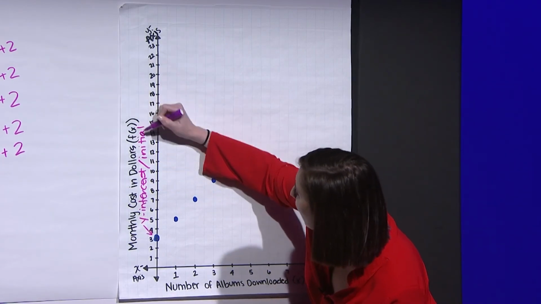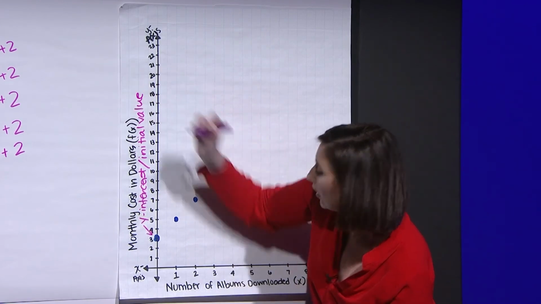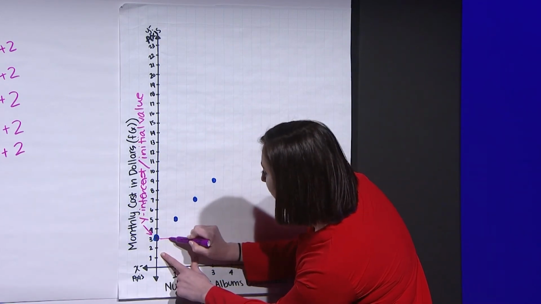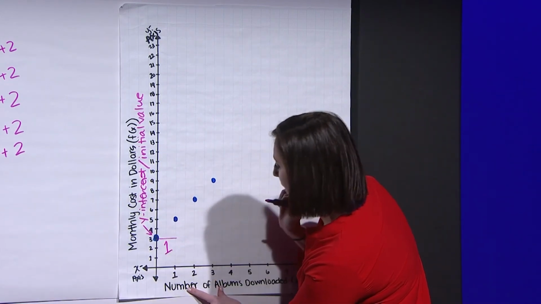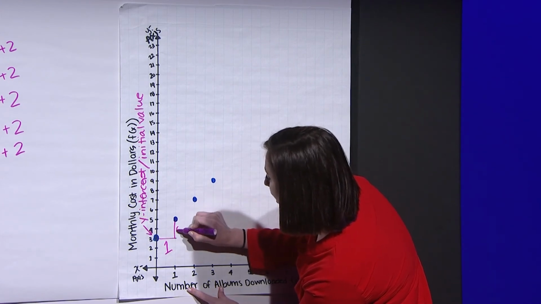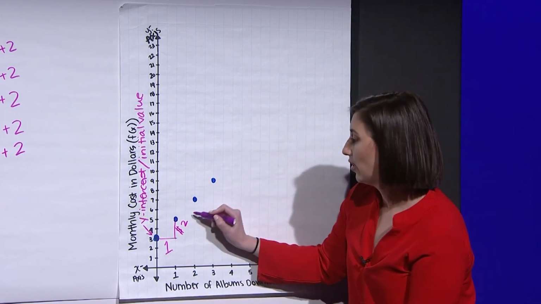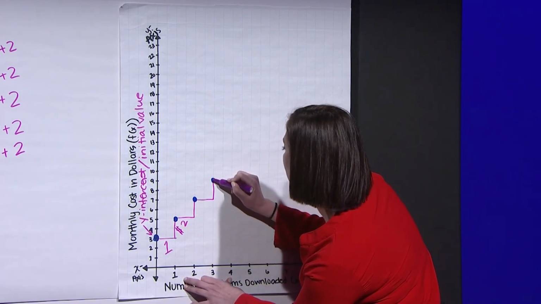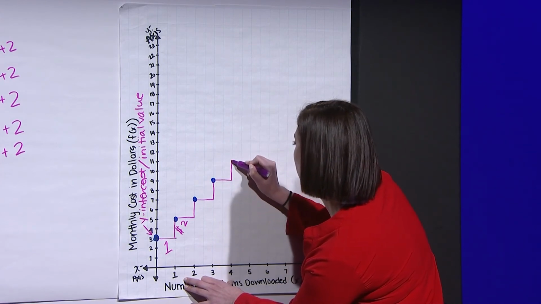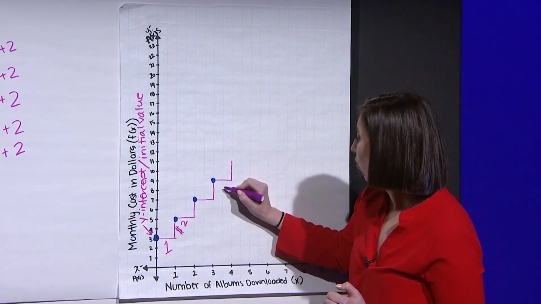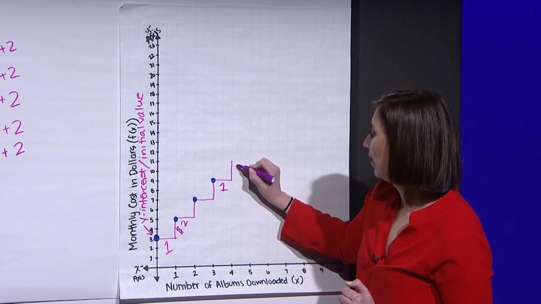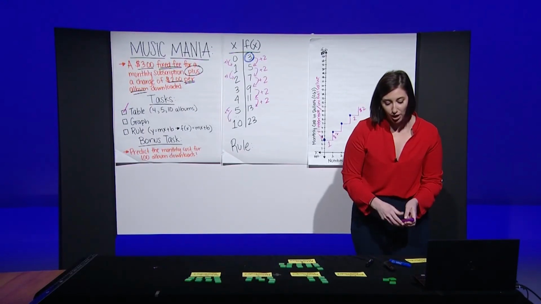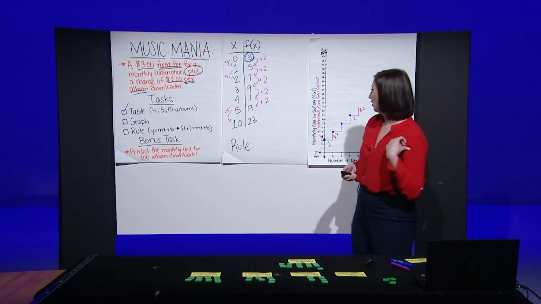We also talked about our rate of change earlier. That was one of our goals, identifying that rate of change. So let's look at what that looks like. We said that for every 1 album that we purchased, the price would go up $2. So we're seeing that pattern continue over and over again. For every 1 album, I'm paying $2. So that's that constant rate of change that we see with linear functions.